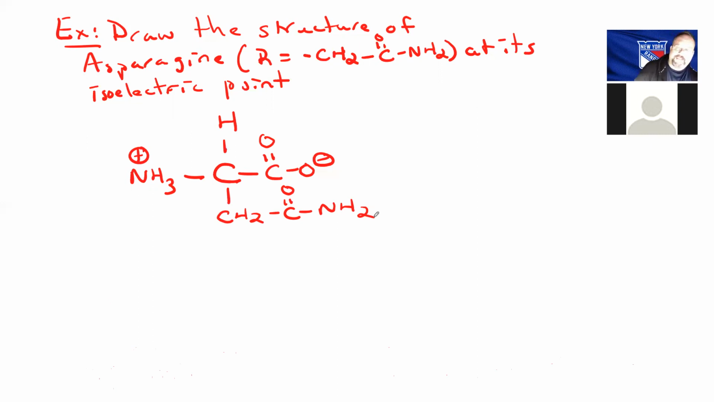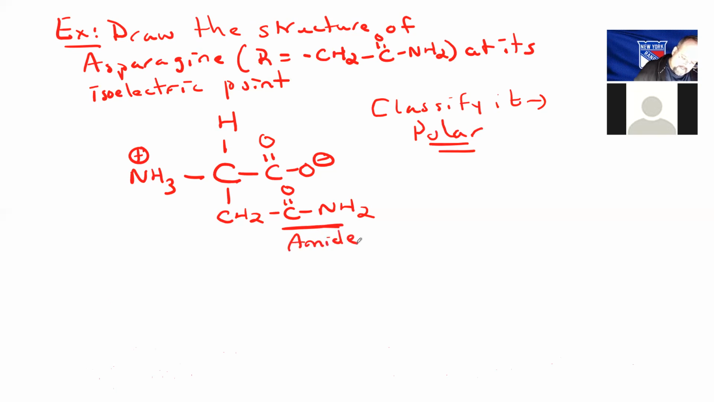And if I were to classify it, the classification would be polar. And the reason I would tell that is because as part of the side chain, what do you have? You have an amide group. And when you have an amide group as part of the side chain, you have a polar amino acid.